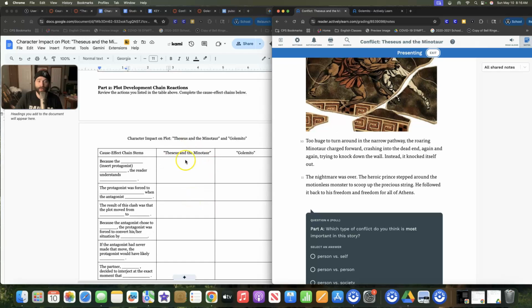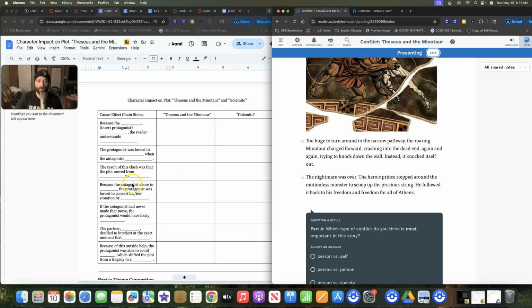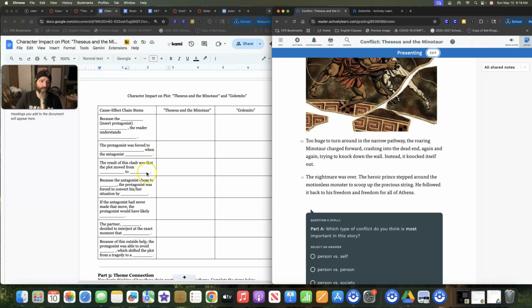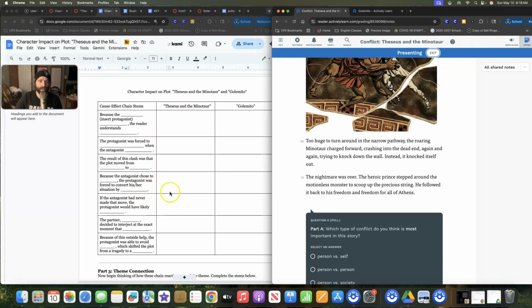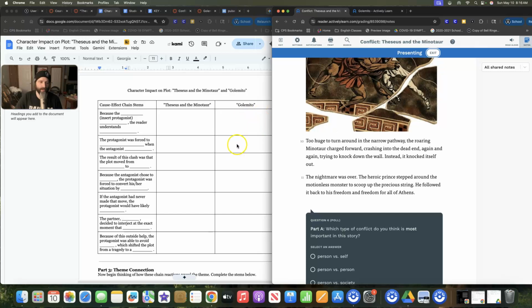And then here is where it gets really tricky. So thinking about cause and effect relationships in each of these sections. Just be thinking about what caused Theseus to go to Crete, and then from that, what happens? What are the results of him doing those things? And then we'll talk about the same thing in Golomito.